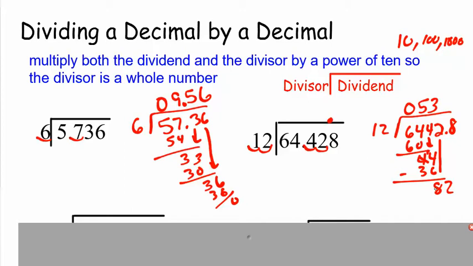12 goes into 82 6 times. Now see, I've messed up my numbers. That needs to go on top. So my 6 needs to be here, a little skinny. So that's 72. And then 12 goes into 108 9 times. And that's 108. And I am finished. Bring my decimal straight up. Okay? All right.